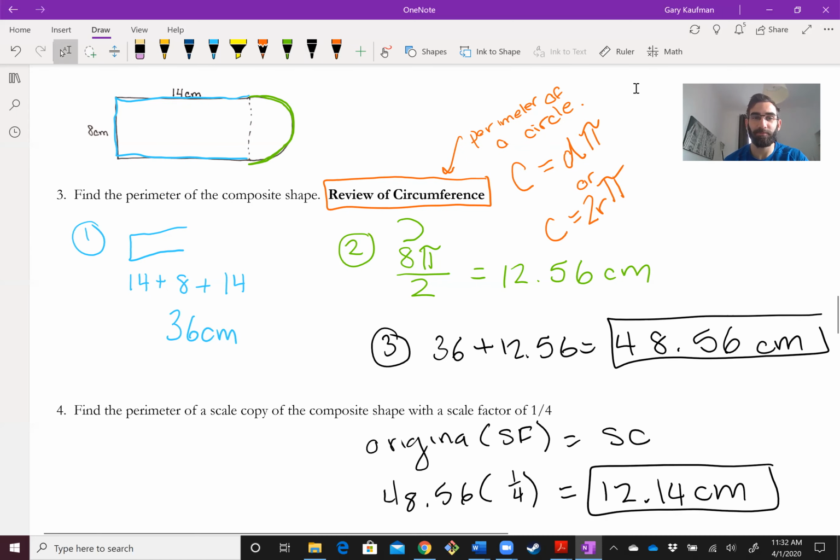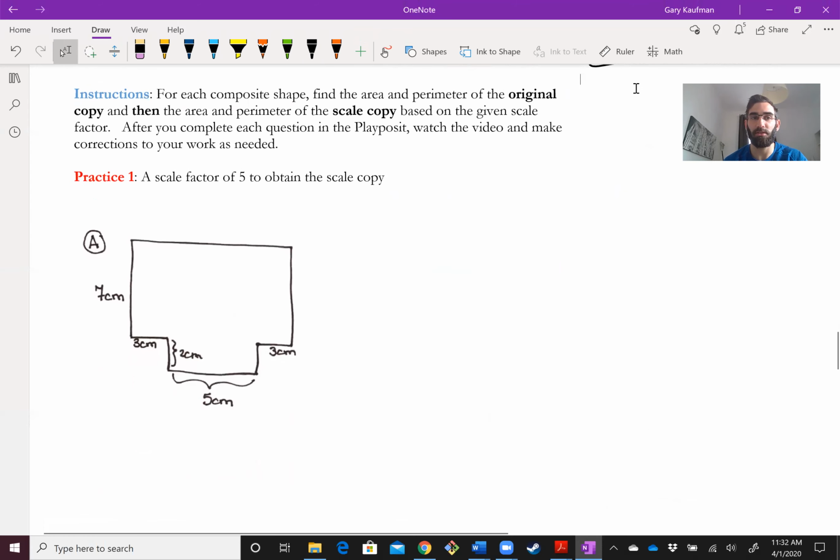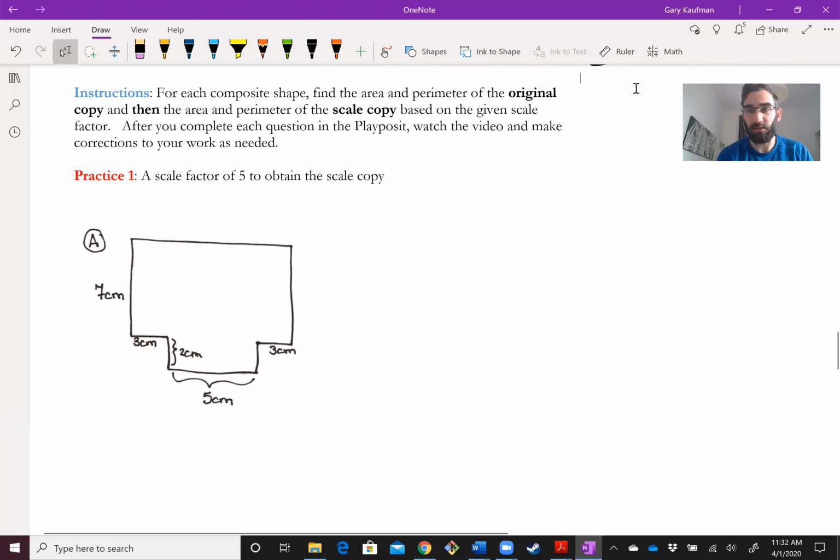Okay. So here are your instructions. You have 2 practice problems with these instructions and then 2 with a different instruction. For this one, for each composite shape, find the area and perimeter of the original copy, and then the area and perimeter of the scale copy based on the given scale. After you complete each question, play the video, pause it, watch, and make sure you make corrections to your work. Best of luck. Go ahead.